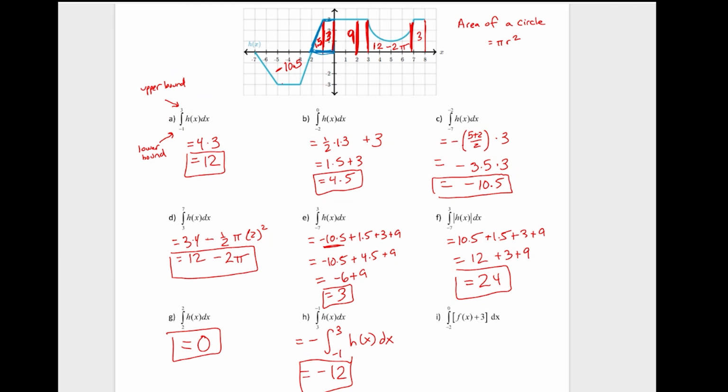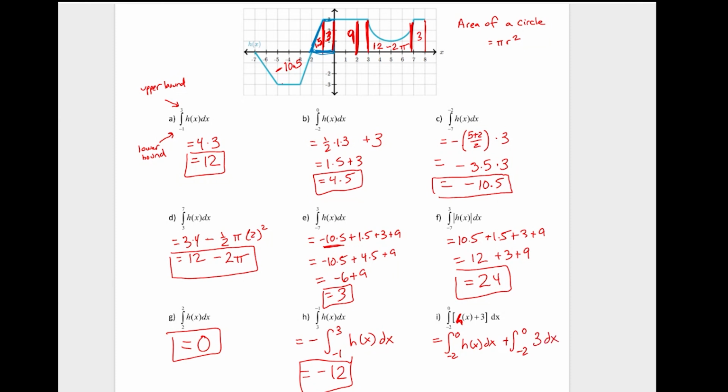Letter I, we're going from negative 2 to 0 of h of x plus 3. Now, if you've got any kind of transformation like that, where you're adding or subtracting two different functions, you can split up the integral symbol. And actually, I've got a little typo there. That should be an h. We could split up the integral and integrate both of these functions separately. So this is going to equal the integral from negative 2 to 0 of h of x dx plus the integral from negative 2 to 0 of the function 3 dx.